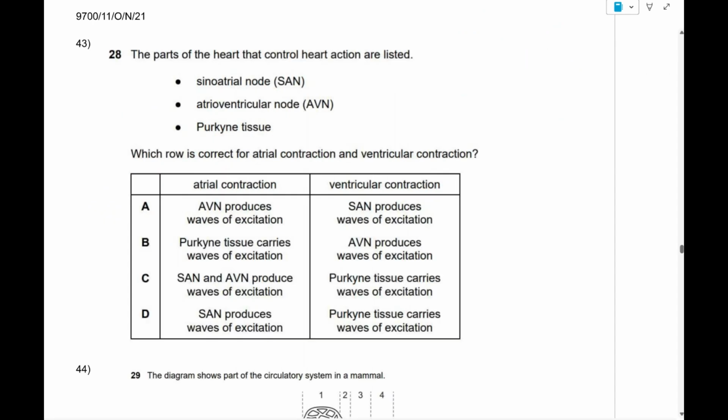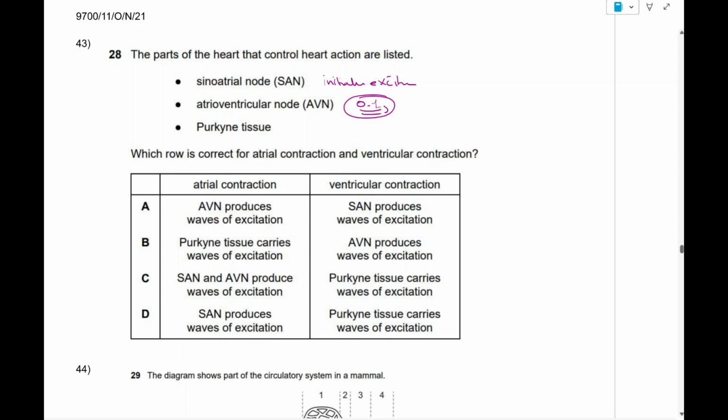Question number 43. The parts of the heart that control heart action are listed. Sinoatrial node, atrioventricular node, and Purkinje tissue. Which row is correct for the atrial contraction and ventricular contractions? So the sinoatrial node initiates excitation of the heart, whilst the atrioventricular node actually delays the excitation 0.1 seconds.